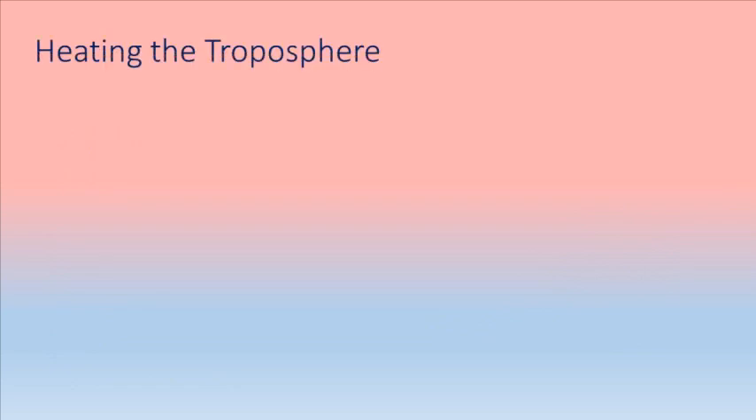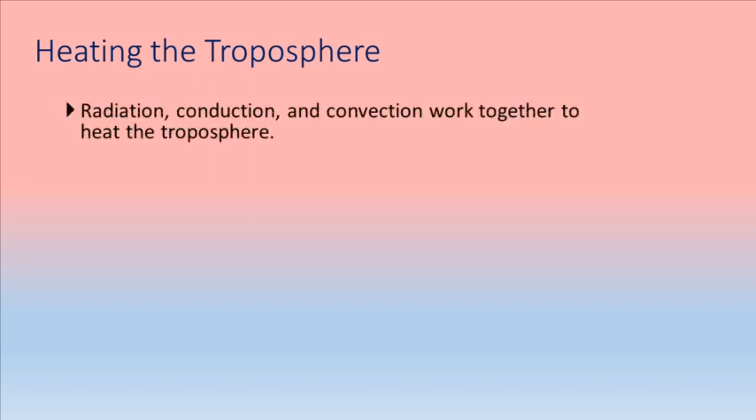Now our last topic is heating the troposphere. What do we mean by troposphere? It is the lowest region of the atmosphere, extending from the Earth's surface to a height of about 6 to 10 kilometers. Radiation, conduction, and convection work together to heat the troposphere.